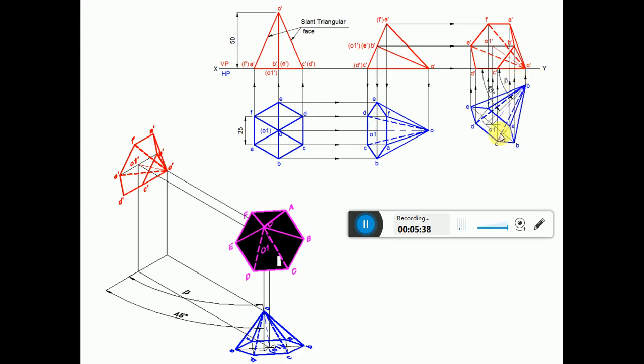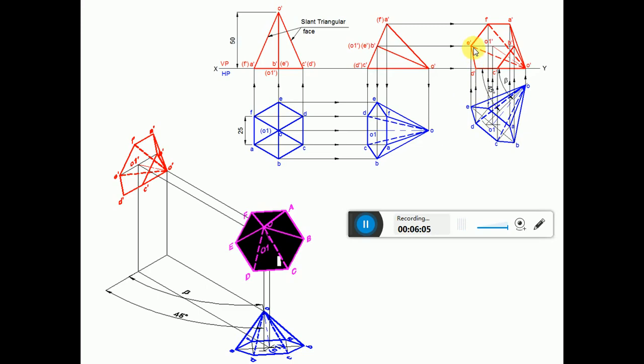Similarly, draw a vertical projector from C and also from D to the xy line, because C dash D dash is on the xy line, so you are going to get the points C dash and D dash. Then draw a horizontal projector from B dash, E dash and O1 dash, and draw a vertical projector from B to intersect at B dash, and from O1 to intersect at O1 dash, and from E to intersect at E dash.